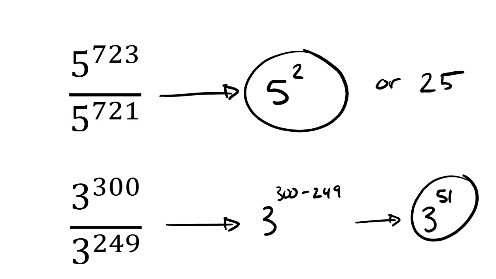And of course, you can use the subtraction rule there. 723 minus 721 is 2 factors of 5 left over in the numerator. So your answer is 5 squared, or 25.